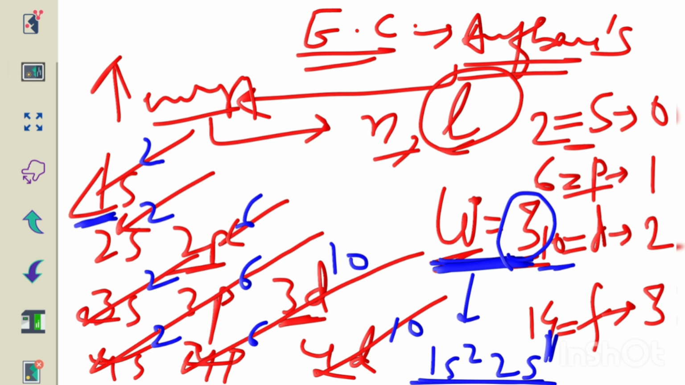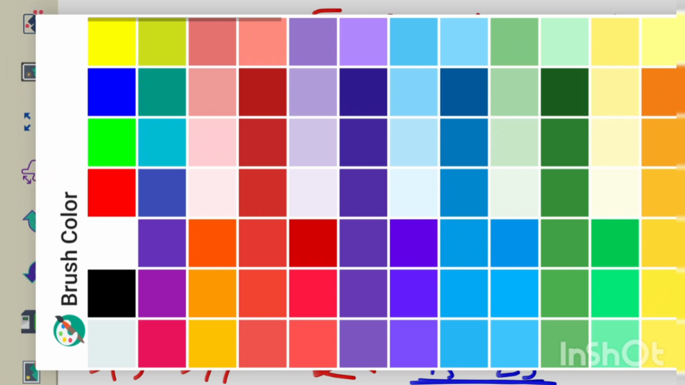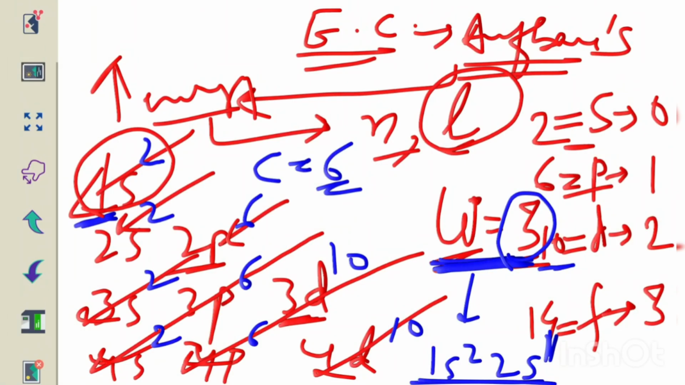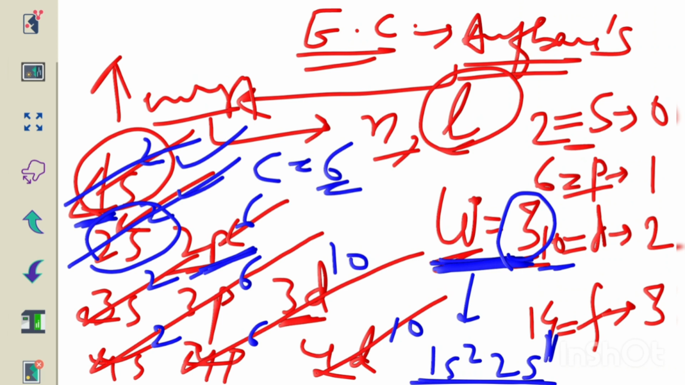Now let's see if you want to write the electronic configuration for carbon. For carbon the atomic number is 6. So let's see how you will fill. You will first fill 1s2, then after that 2s2. Then 2p will start, because it has 6 electrons, 4 will be occupied already, 2 will come here, so its electronic configuration will be 1s2, 2s2, 2p2.